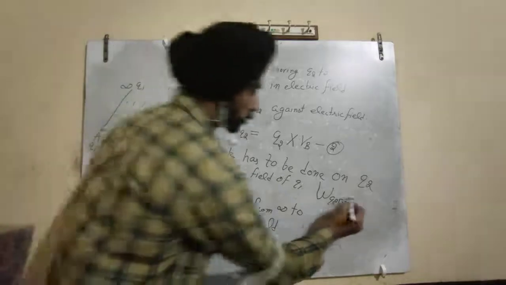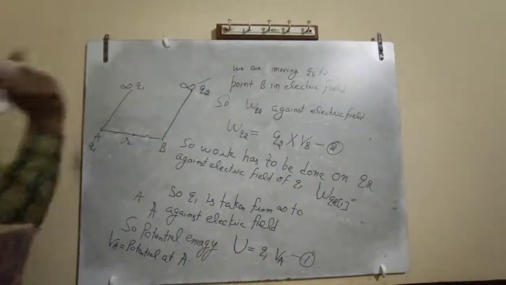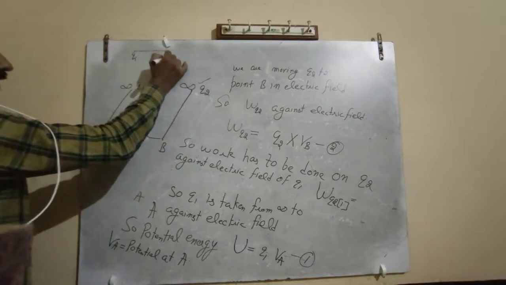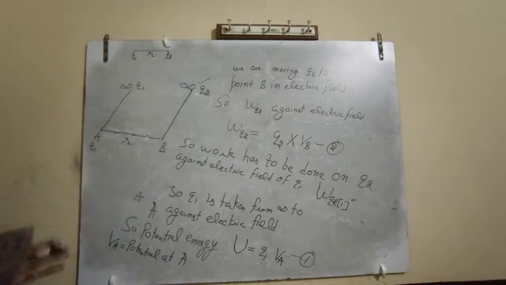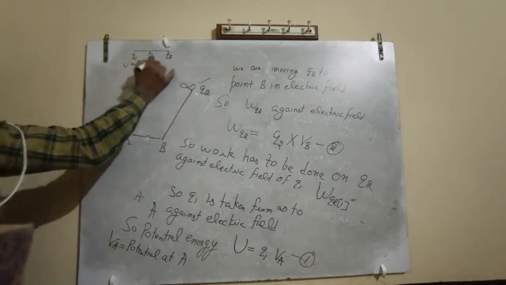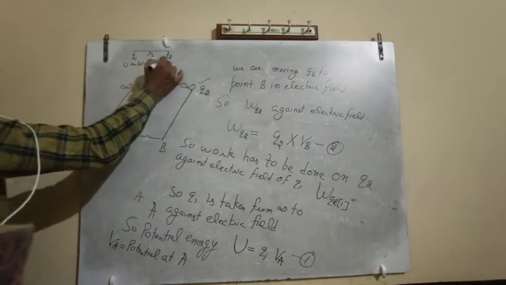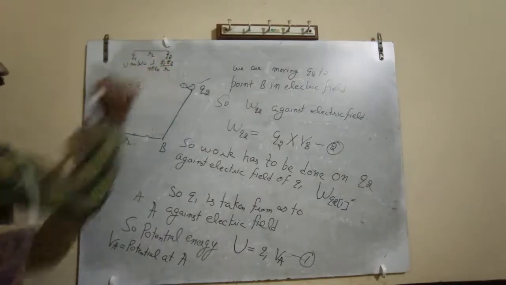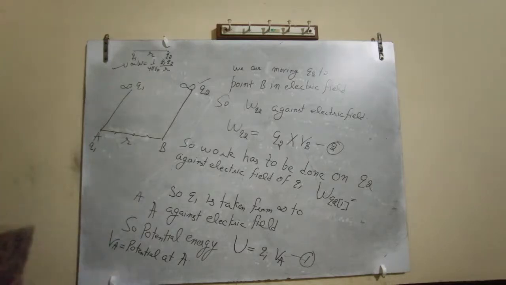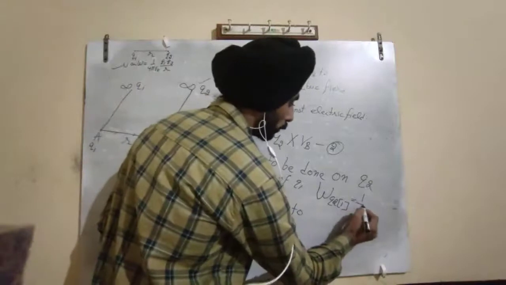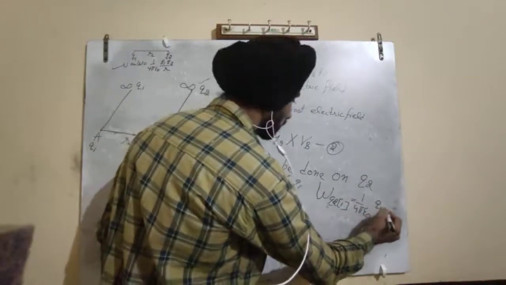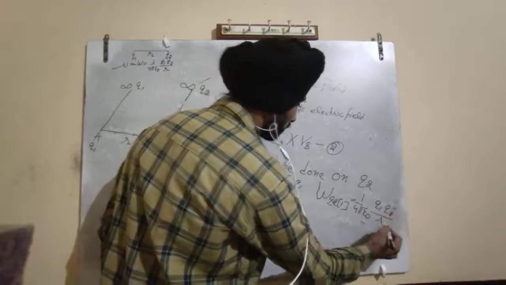So what is that work done on Q2 due to the electric field of the first charge? I have already told you in the first case, when there is Q1 and we take Q2 here at distance r, what is the work done or potential energy? 1 upon 4 pi epsilon naught, first charge, second charge, distance between both charges. So this is the work done. So the work done is equal to 1 upon 4 pi epsilon naught, first charge Q1, second charge Q2, divided by the distance between them.